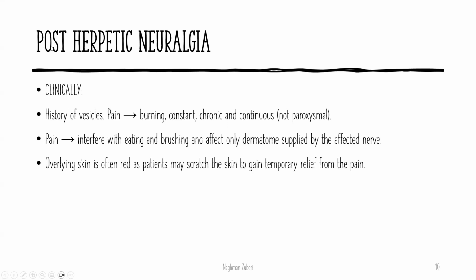So clinically, in case of post-herpetic neuralgia, if we go into the history, the patient will give you a history of having vesicles. There will be pain, which is burning, constant, chronic, and continuous, and is not going to be paroxysmal like trigeminal neuralgia or glossopharyngeal neuralgia. Pain will interfere with eating and brushing and affect only the dermatome supplied by the affected nerve. The overlying skin is often red as patients may scratch the skin to gain some temporary relief from the pain.